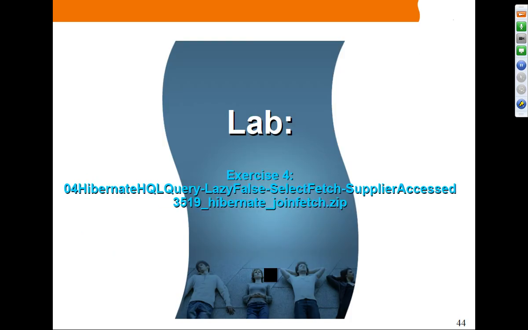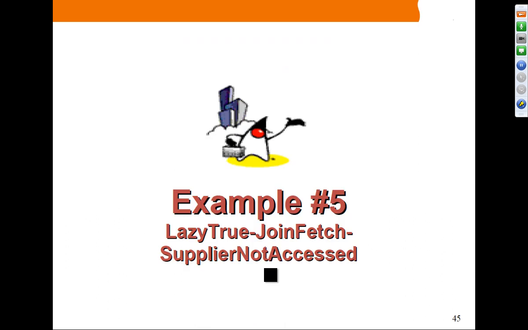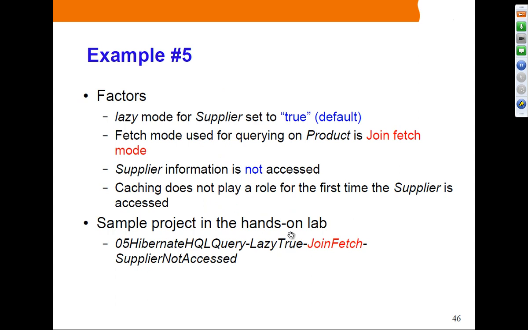So let me finish up the presentation, and then I'm going to give you guys a big chunk of time to try things out. Exercise 5: we are going to set lazy to true again, or use the default, and join fetch. Now we are using join fetch instead of select fetch, and supplier is not accessed. So that is a difference, join fetch mode.